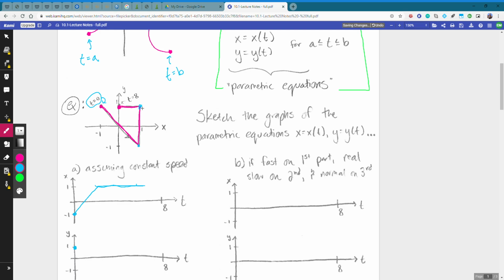Now we're at this point. Finally, in the third leg of our journey, our x coordinate, since we're moving to the left, is decreasing down to 0. Right? Our last point has x equals 0. And so down here, from the last leg of our journey, our x coordinate is dropping down to 0, where it is at time 8.